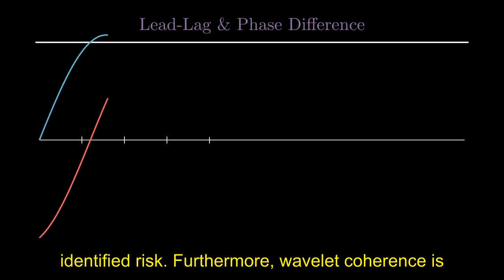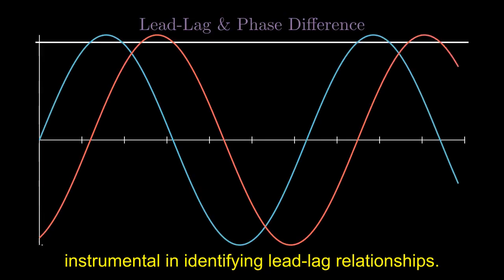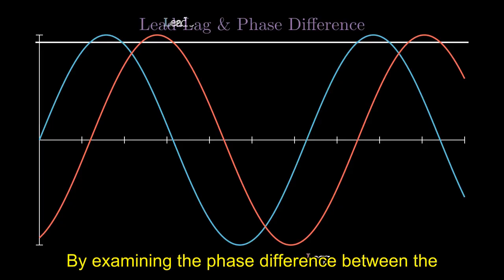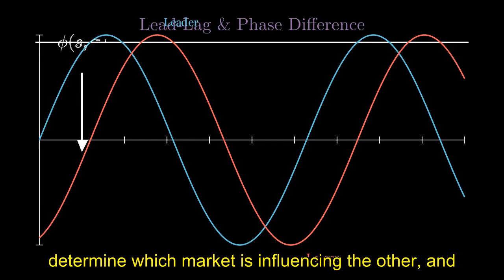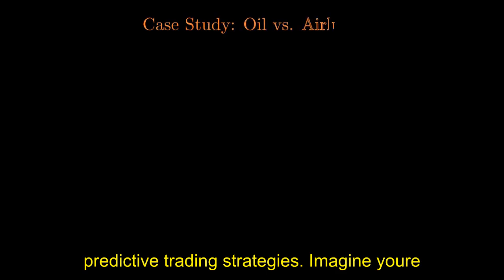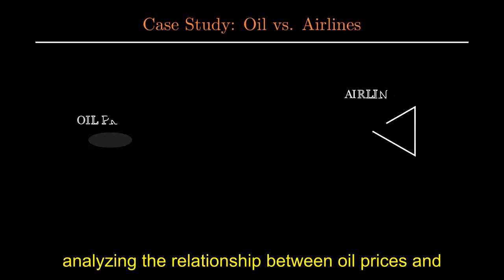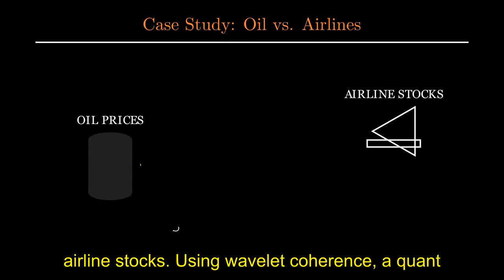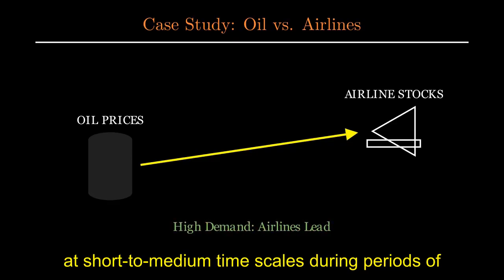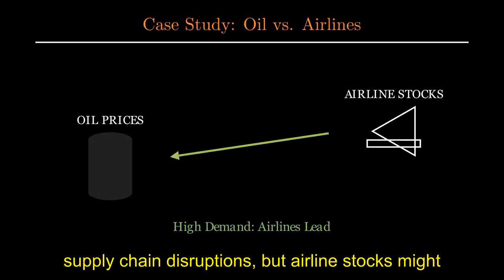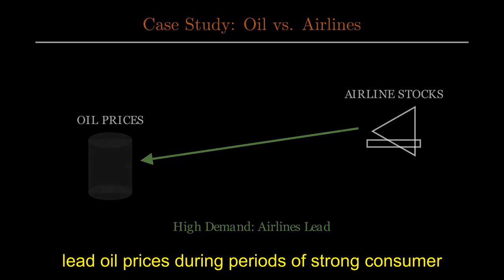Furthermore, wavelet coherence is instrumental in identifying lead-lag relationships. By examining the phase difference between the coherent components of two time series, analysts can determine which market is influencing the other, and by how much. This is crucial for developing predictive trading strategies. Imagine you're analyzing the relationship between oil prices and airline stocks. Using wavelet coherence, a quant might find that oil prices lead airline stock prices at short to medium time scales during periods of supply chain disruptions, but airline stocks might lead oil prices during periods of strong consumer demand.